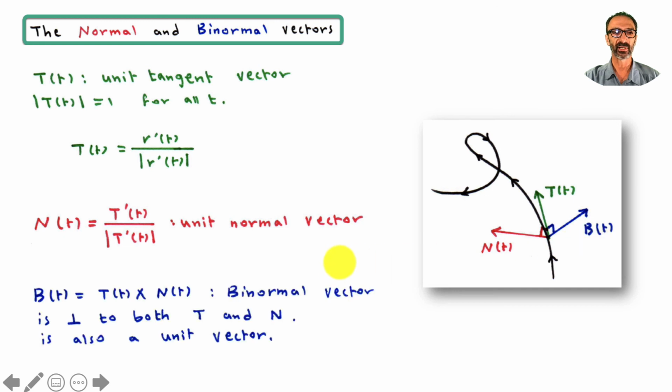B of t comes in from the cross product between T of t and N of t. So you're going out, as you could see. B of t is the cross product between T of t and N of t. It's called the binormal vector. It is perpendicular to both T and N, and is also a unit vector. All these are 3 unit vectors.